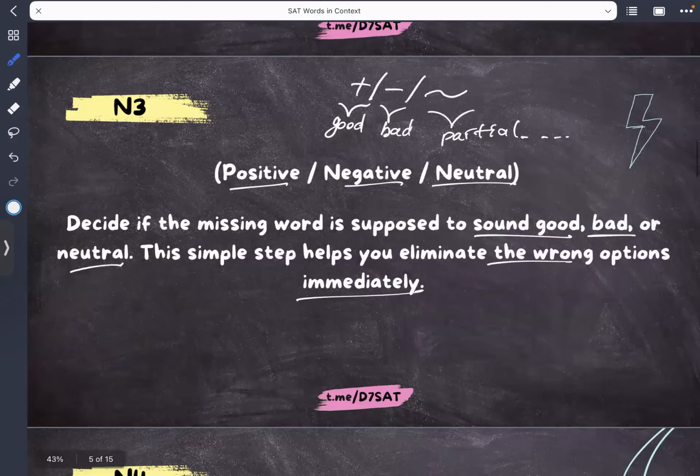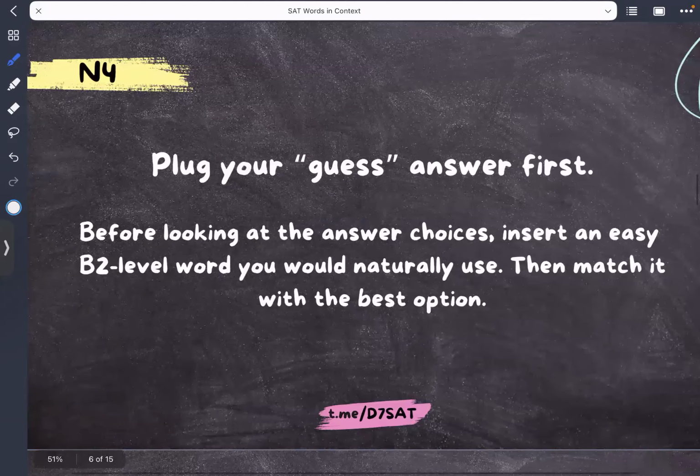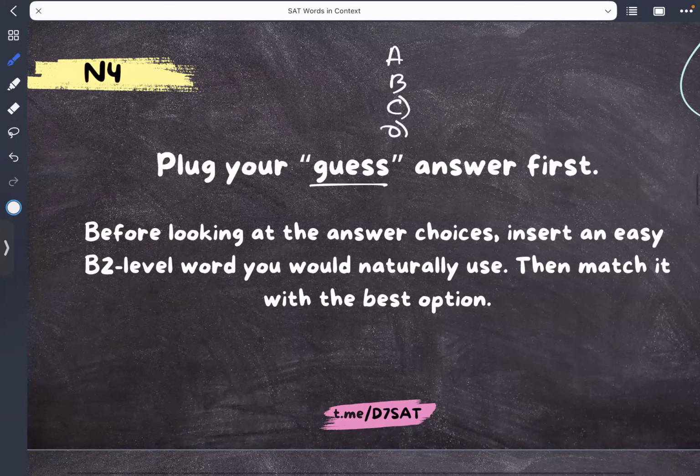So this is the third tip, and the fourth one. Let's focus on the fourth one. Number four, tip number four. Plug in your guess answer first. By guessing, I don't mean like you have four options, right? You have four options.